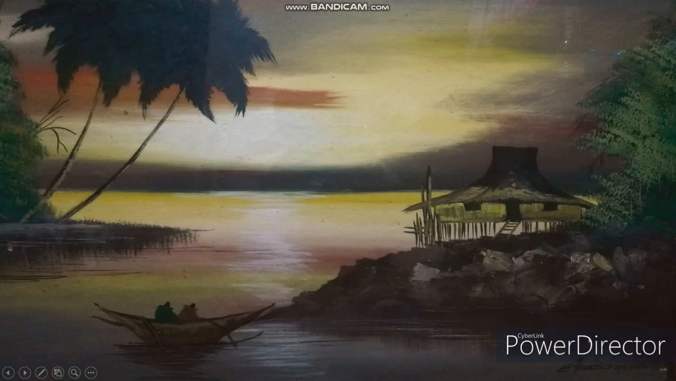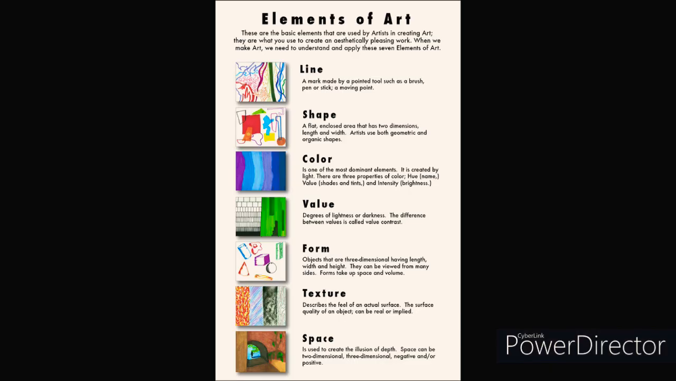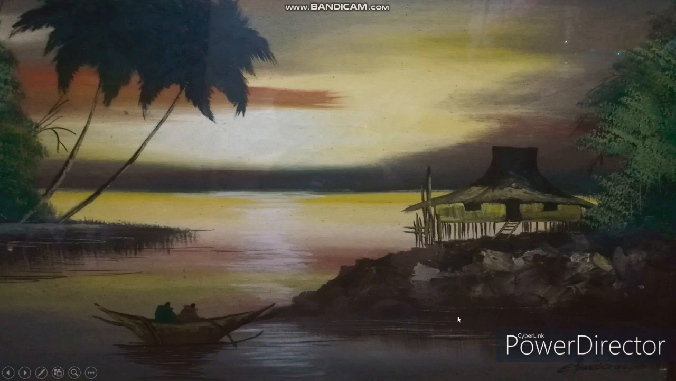Now, before starting, if you don't know the elements of art, I'm going to pop up a quick description of the elements of art on the screen. First off, let's start with the elements of art. The first element is the lines.